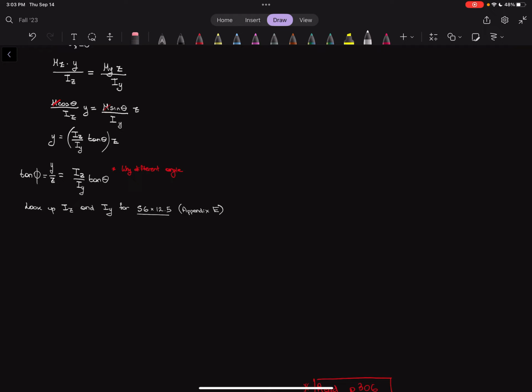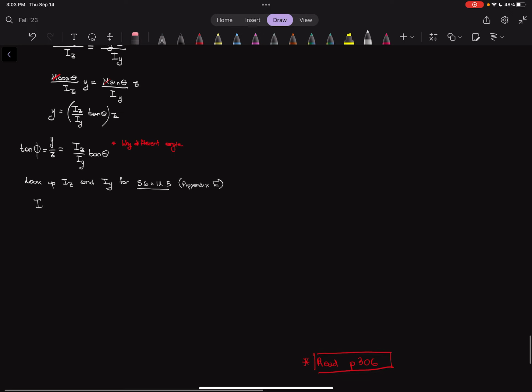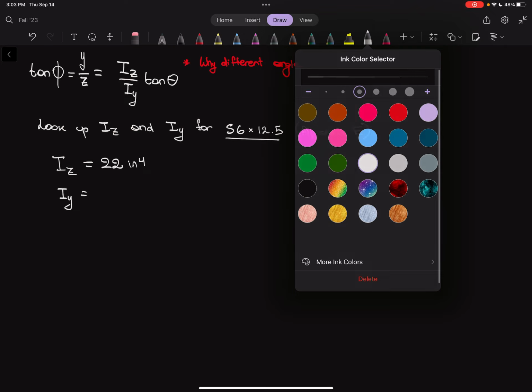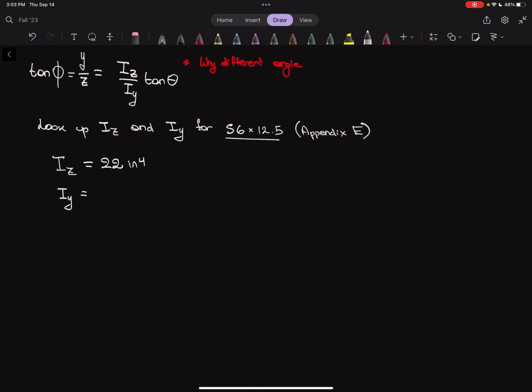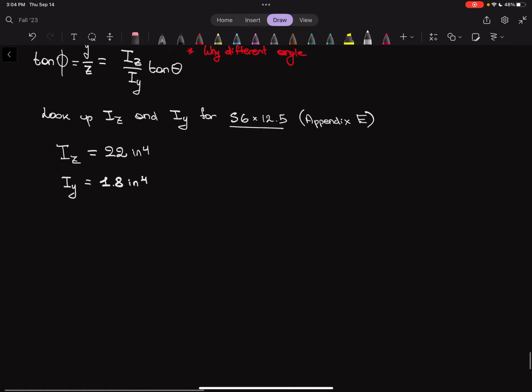And you're going to look for the column that says Ix, which is the equivalent of your Iz. They just called our z-axis X. So you'll say Iz is equal to 22 inches to the fourth. And then we've got one more, Iy. Well, what is that equal to? Iy is equal to 1.8 inches to the fourth. Okay, so now that we have that, we can actually find our phi.